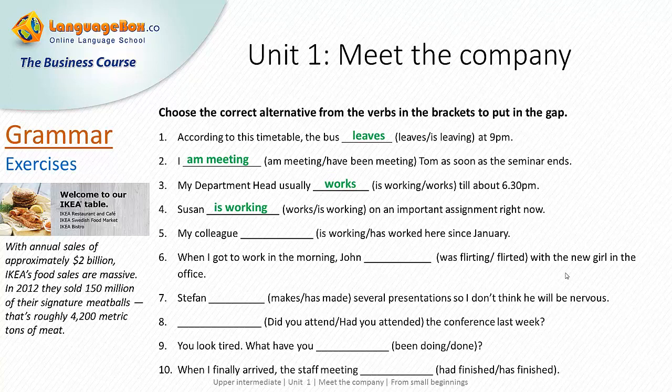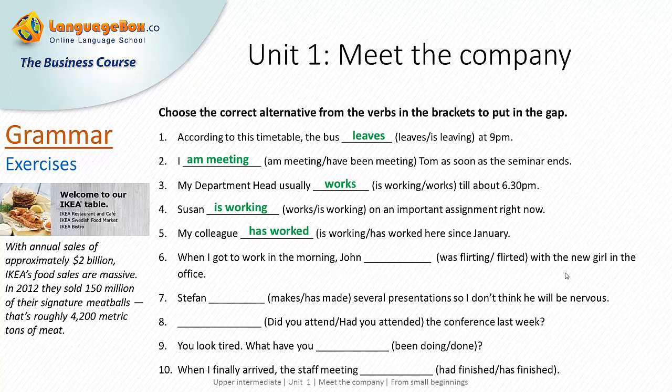Now for number 5, our two options here, my colleague is working or has worked here since January. And the function of this sentence is to tell us he came here in January and he's still working now. We need to link the past and the present. And our linking past and present tense was the present perfect tense. So our option here is the present perfect option. My colleague has worked here since January.